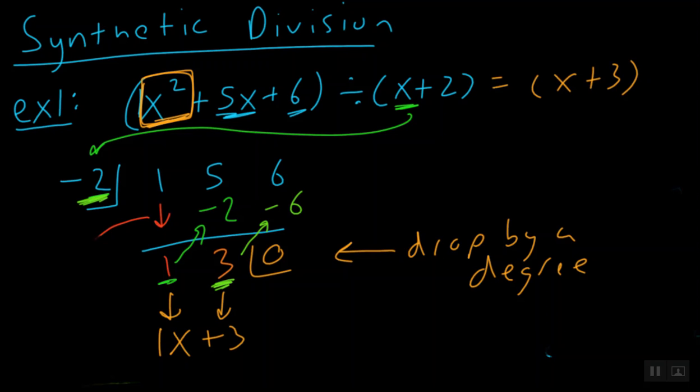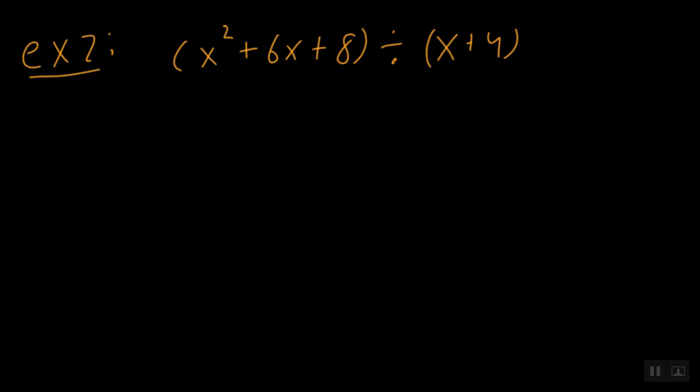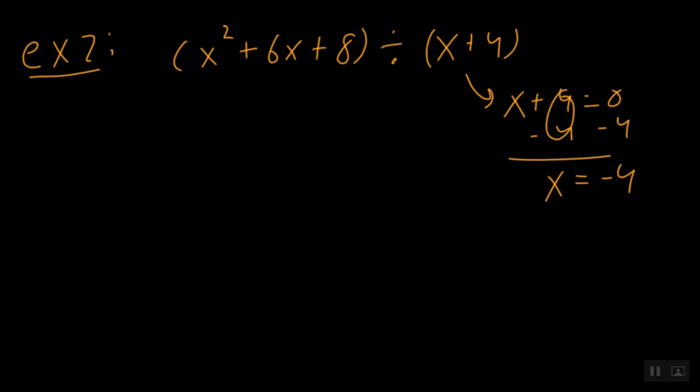Now let me show you a similar example, but much faster so you can see the utility of synthetic division. Watch how fast we can do this. Step number 1, I take my divisor and I set it equal to 0. To get rid of a plus 4, I subtract 4 from both sides, and I get x is equal to negative 4. I now write that negative 4 over here in a box, and I write my coefficients. There's a 1x squared, so I write 1.